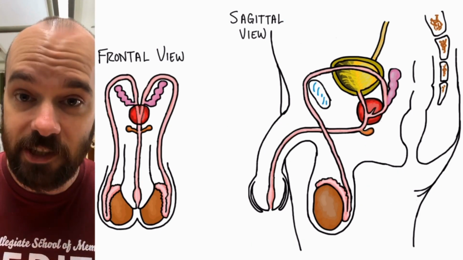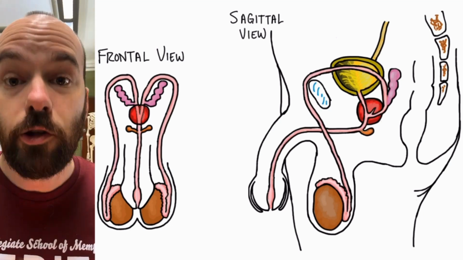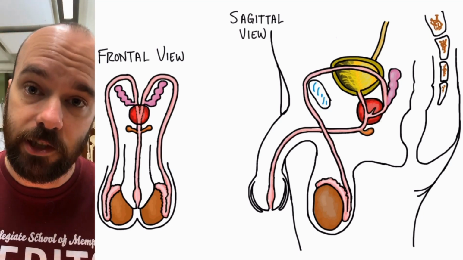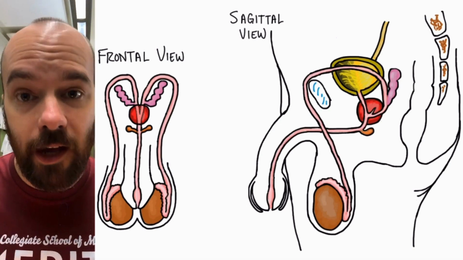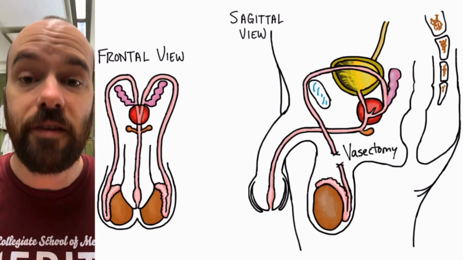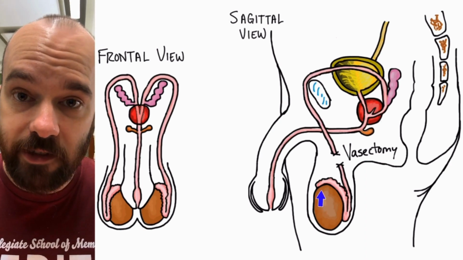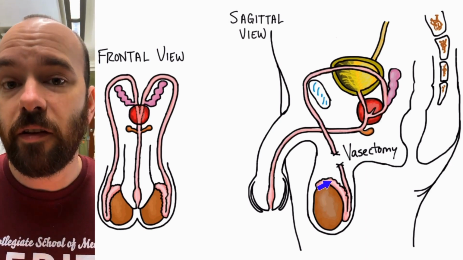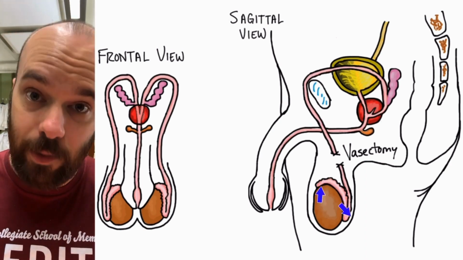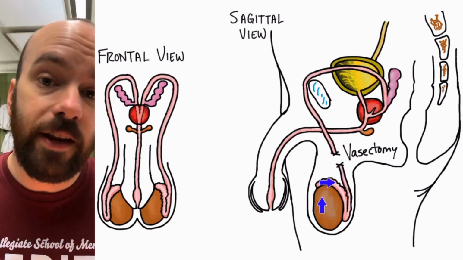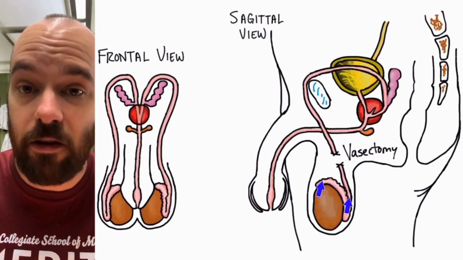Speaking of which, while I've got this diagram up, let's talk about vasectomies. During a vasectomy, the doctor will make a little incision through the scrotum, and they'll make a cut into the vas deferens, hence vasectomy, or cutting of the vas deferens. When the two ends of the vas deferens are cut and tied off, then suddenly sperm are not able to exit the body through that vas deferens. Any sperm that are produced will just break down and be absorbed.